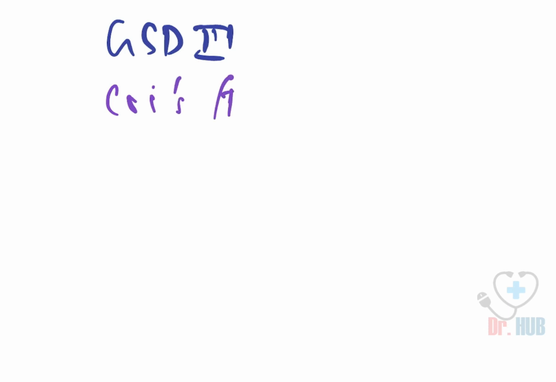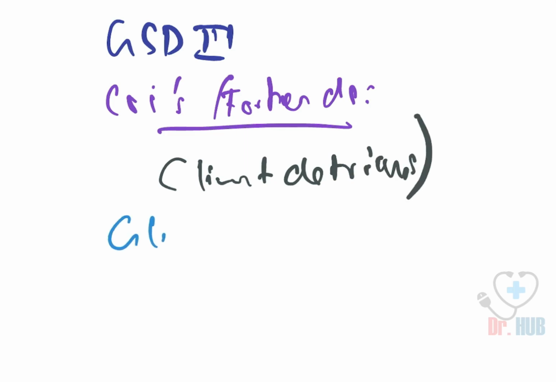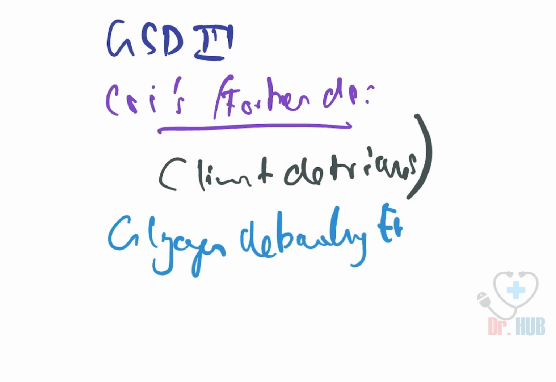Next we move on to the GSD type 3. So here what is involved is nothing but the Cori's as well as the Forbes disease, and this is the limit dextrinosis. So the enzyme defect here is nothing but the glycogen debranching enzyme.